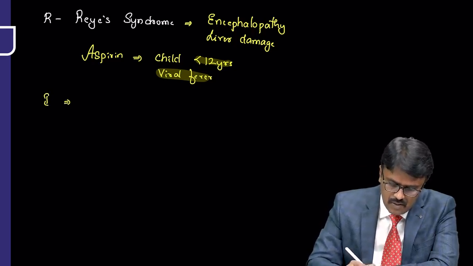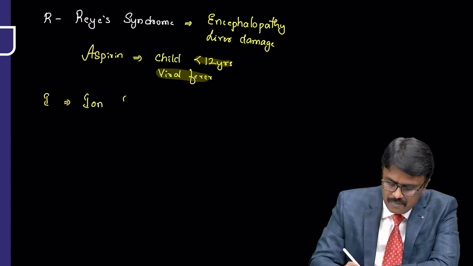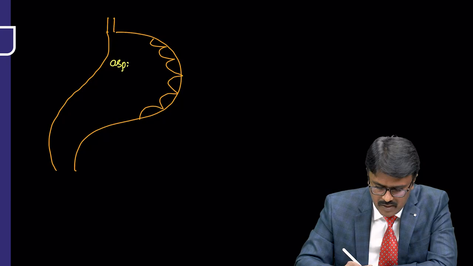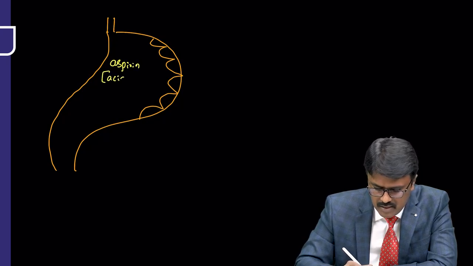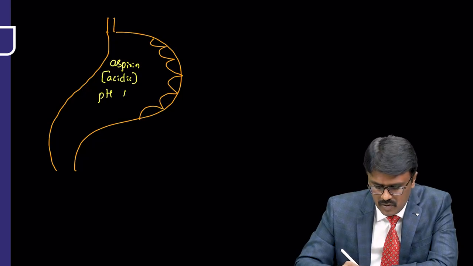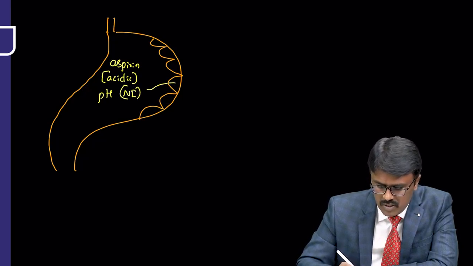Then the next I stands for ion trapping. So the drug undergoes ion trapping. What is ion trapping? I will explain that. Now this is the stomach and these are the cells in the stomach. Let me draw that. You know that aspirin is an acidic drug, and when we place it in acidic medium, like the pH of the stomach, no problem. The drug is non-ionized and it will move into the cell.